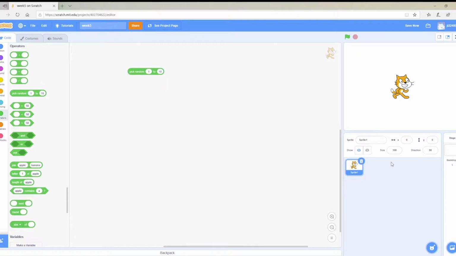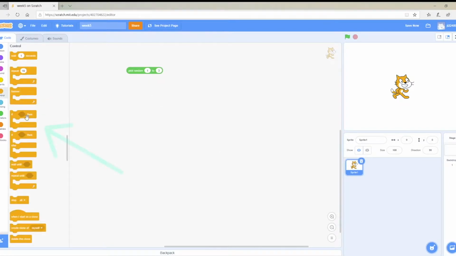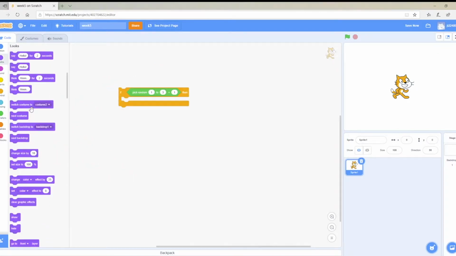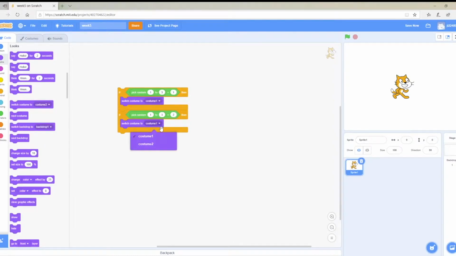Pick random is very good to randomize. So even though they're just numbers, 1 to 10, you can use those numbers to equate to certain other things. So if you have a pick random 1 to 3, but then use a bunch of if statements, so if it's equal to 1, then you switch to costume 1, and if you pick random 1 to 3 and it's 2, you go to costume 2, and keep going like that. This is how you get random costumes, random backdrops, not just random numbers.